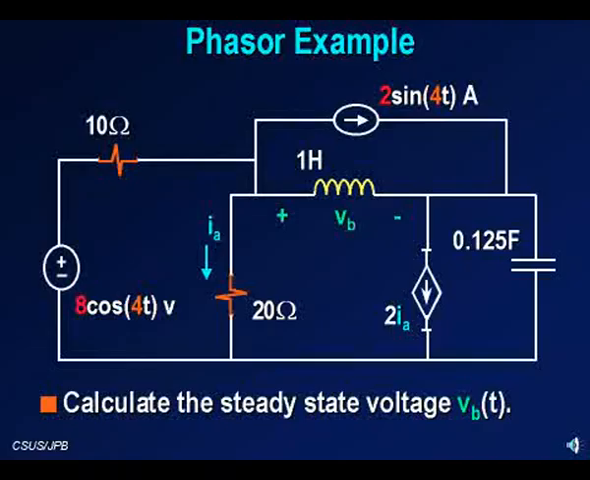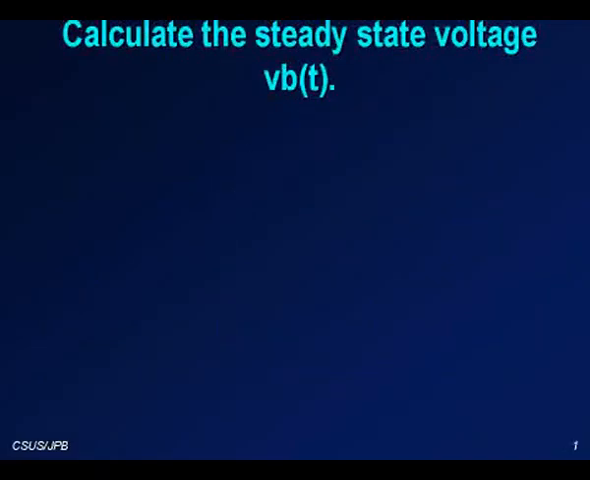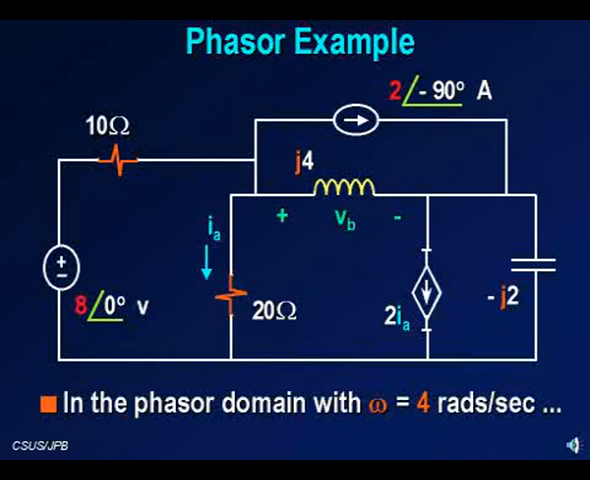What we're going to do here is calculate VB in steady state. First thing we're going to do is convert the circuit to phasor domain. In phasor, pretty much what you have to identify is the radial frequency. Here, 4 radians per second.